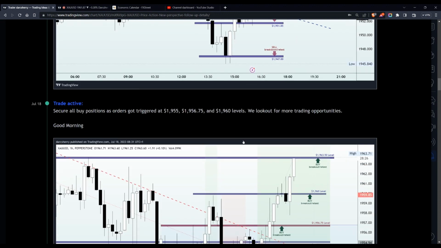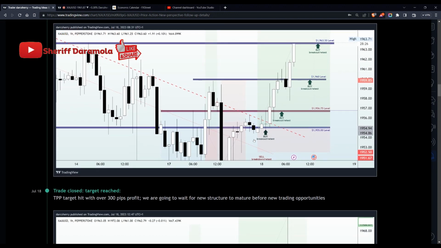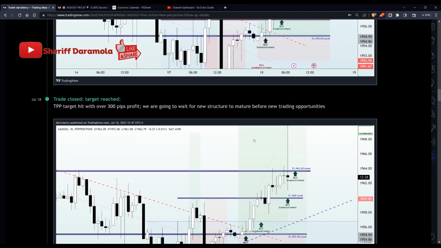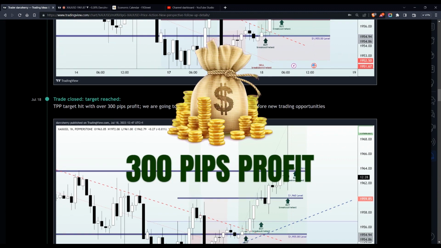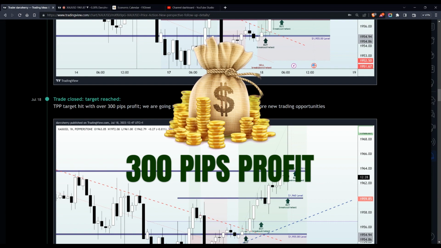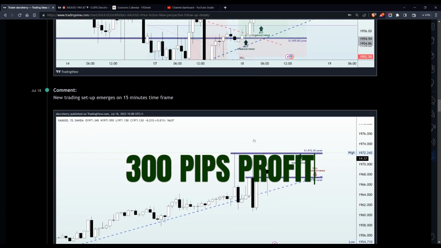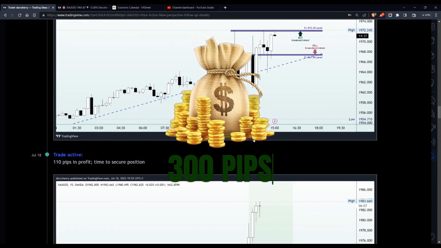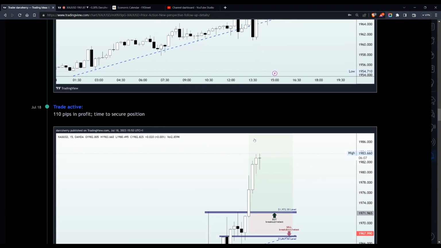We rode that move all the way up as you can see here, and added more positions to capitalize on more momentum as price action hit its target of about 300 pips on all the positions we had. So it was a profitable start to the week for us on the XAUUSD.